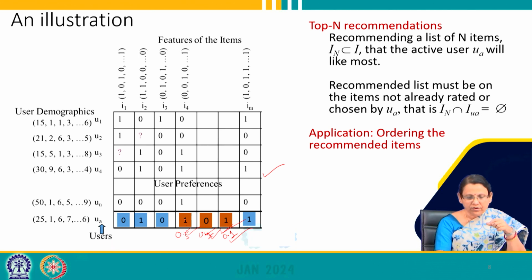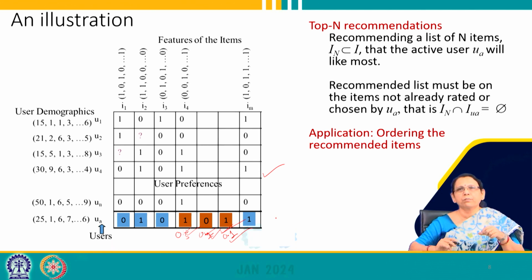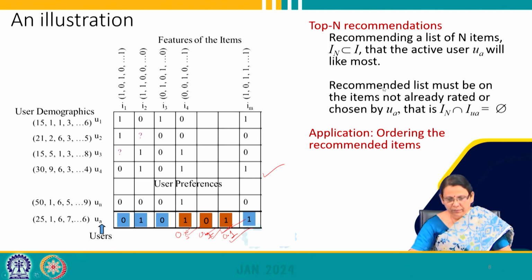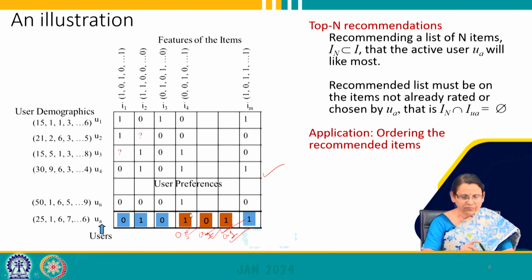For example, here we have 1 for this. Suppose there are 100 1s. In the screen you do not have those 100 spaces. So you have to choose somehow the top few which are supposed to be shown to the user. The idea here is you have to recommend a list of n items, where n is a subset of I, that the active user UA will like most, which means you are trying to predict which items the user will like most.